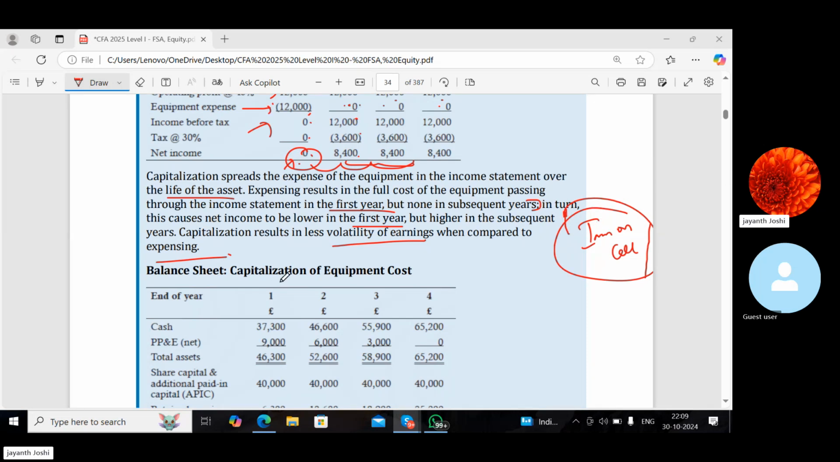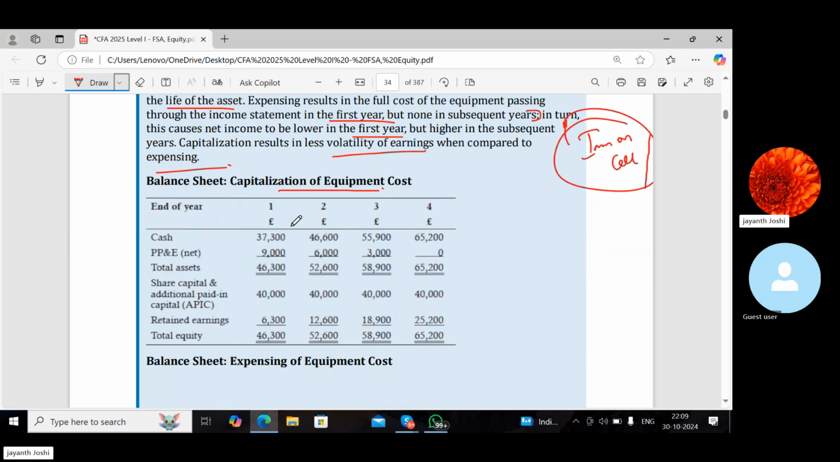So balance sheet, capitalization of equipment cost. So this is the cash, and you have property, plant and equipment: first year you have 12,000 the asset value, 3,000 is depreciation, then 9,000 is your asset value. Every year 3,000 will be deducted and in the fourth year the asset will be zero. This is your share capital, which is given in the question, and retained earnings, you will be transferring the profit to retained earnings. What is your profit? 6,000.